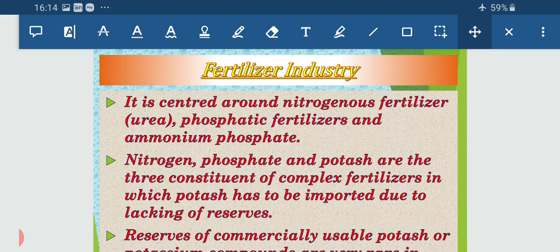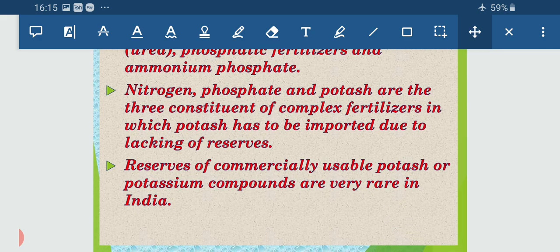Now our country comparatively has economical reserves of nitrogen and phosphate, but the economical or commercial reserve of potash is not there in our country. So we have to import this mineral, potash, because the reserves are lacking. So industry should be localized where nitrogen and phosphate are available, as we have to import potash from far-off distances. Reserves of commercially usable potash or potassium compounds are very rare in India, as already discussed.